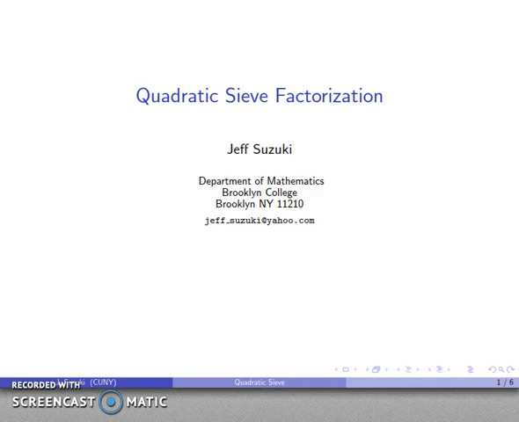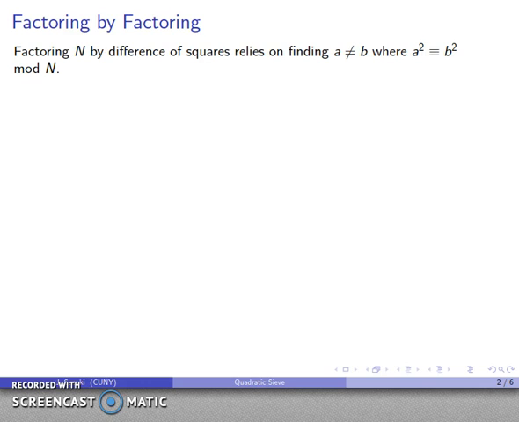So let's take a look at a more efficient way of performing a factorization. We saw that you could factor n by using a difference of squares, and in general, one way we could find that was by finding two different numbers a and b whose squares were congruent mod n. Unfortunately, this in general takes too much time to be useful. It relies too much on happily picking the correct sets of numbers.